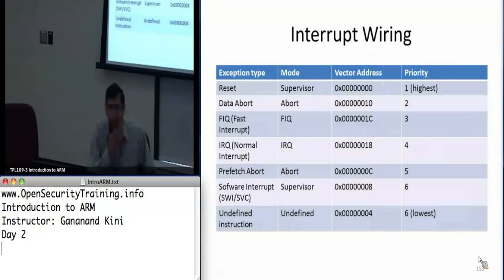So here are the different exception types that can occur. You have reset, and when a reset occurs, it changes the processor to supervisor mode, and the vector address it looks up is 0. This is the highest priority interrupt. The lowest priority is undefined instruction, and it switches the processor to undefined mode and looks up the vector table at hex 4. And this is actually the lowest. SWI is actually slightly higher priority, even though it's the same number on the table.